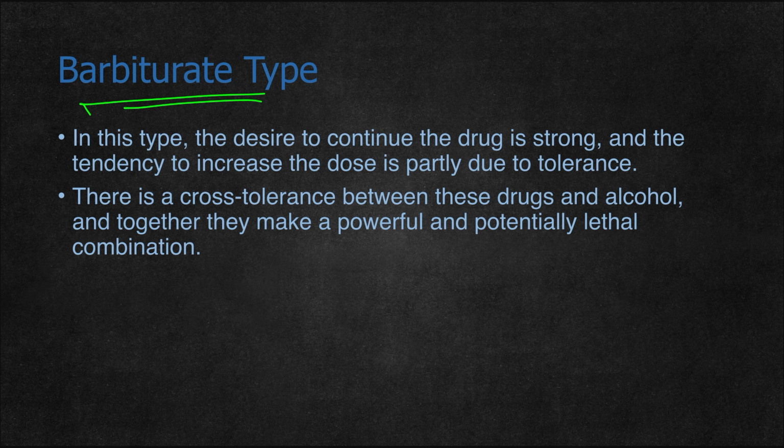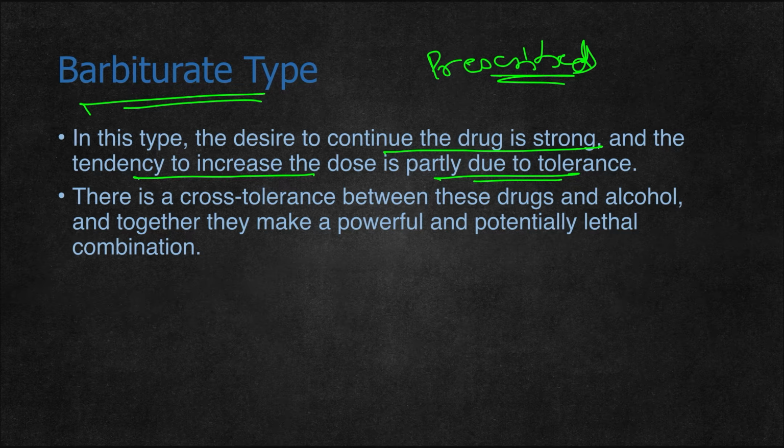Next type of dependency is barbiturate type. In this type, the desire to continue the drug is strong and the tendency to increase dosage is partly due to tolerance. Usually barbiturate dependence develops when the person is prescribed some barbiturates, starts taking them, gets habituated and becomes tolerant. There is a cross tolerance between these drugs and alcohol. Usually the person consumes alcohol with barbiturates to get sleep, which leads to cross tolerance, and together they make a powerful and potentially lethal combination.